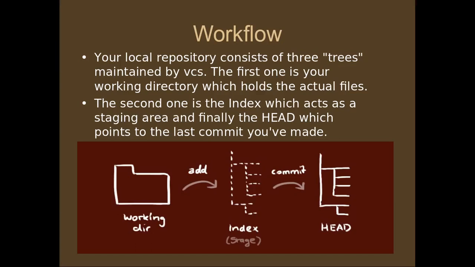So how will the workflow look? Here you can easily look at the workflow. Your local repository consists of 3 trees maintained by the VCS. The first is your working directory where you currently are. The second one is the index, which contains staged changes which have been added to the index but not yet committed. Even if you add something to the index, it is saved.